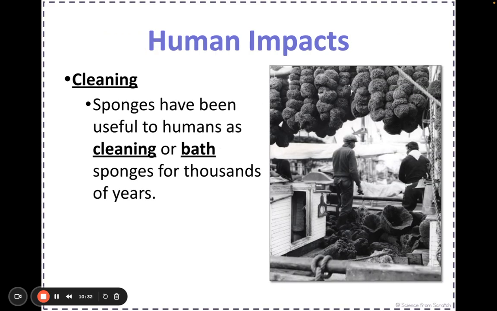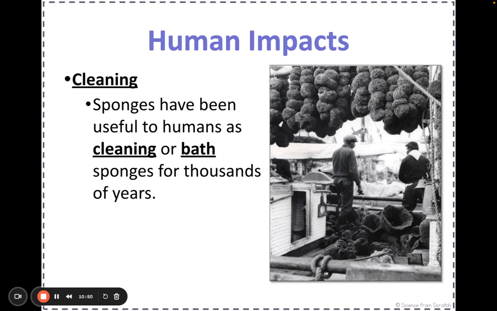Some more impacts. So human impacts, one we have is cleaning. Sponges have been useful to humans as cleaning or bath sponges for thousands of years. It is unknown when exactly the sponge became a tool for human use, but some sources do estimate between 2,000 and 5,000 years ago.